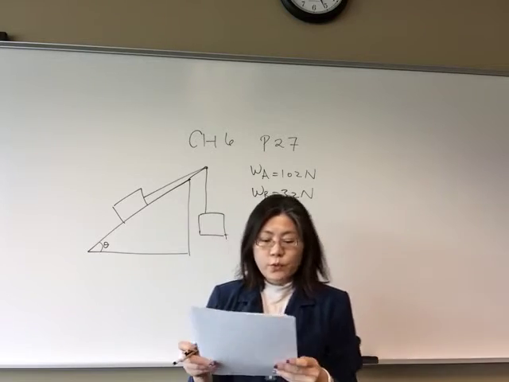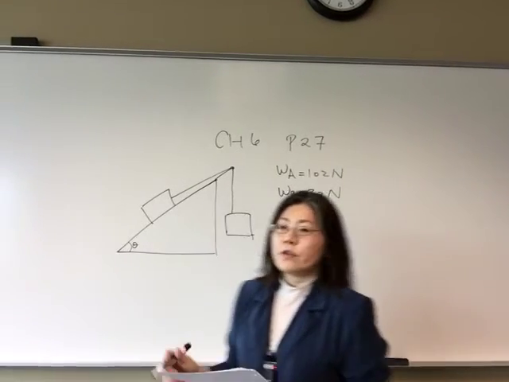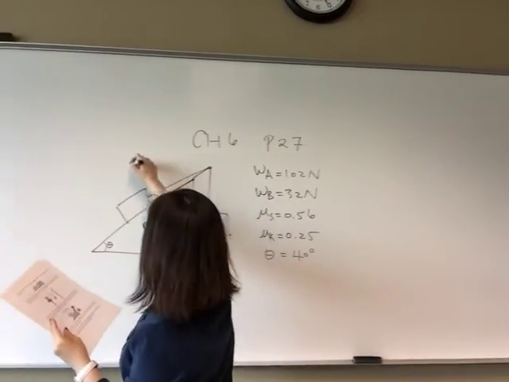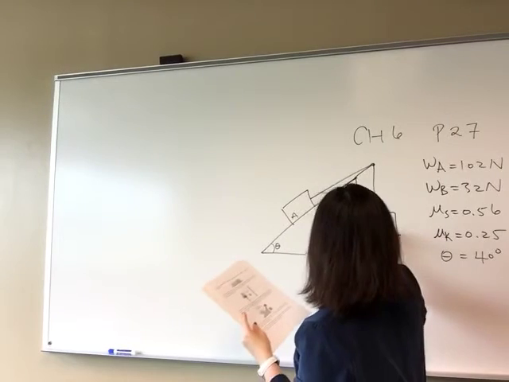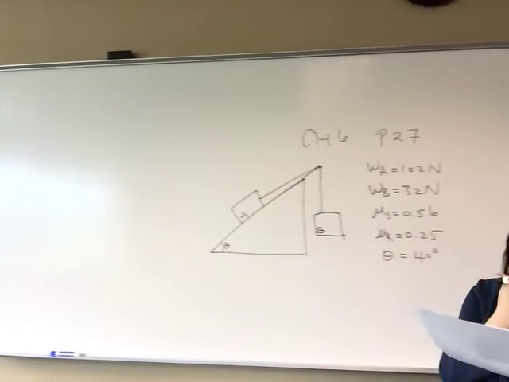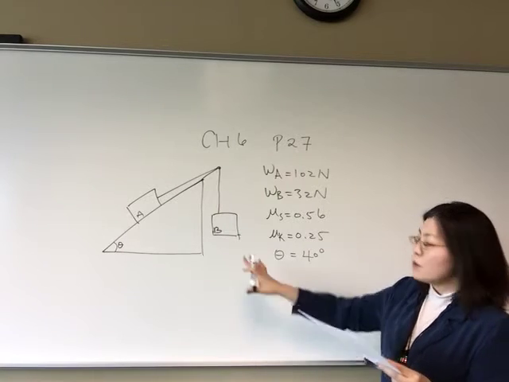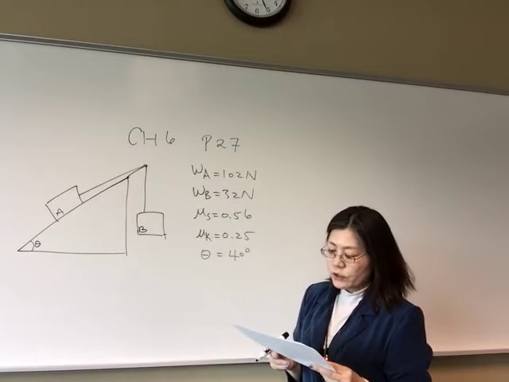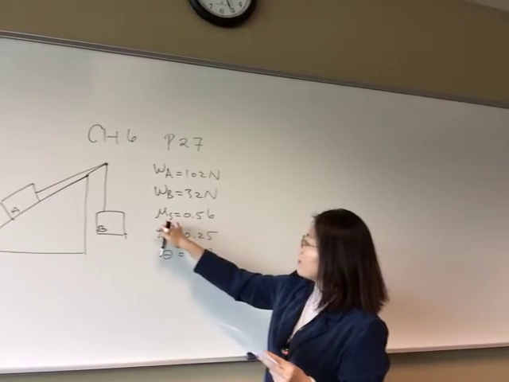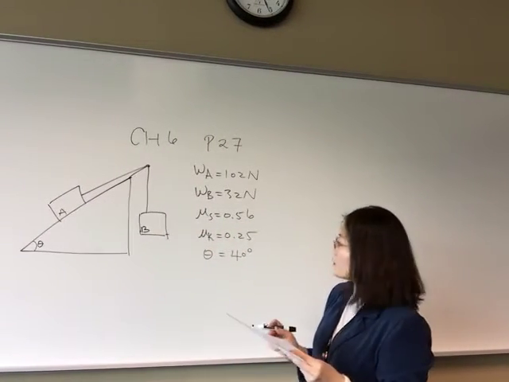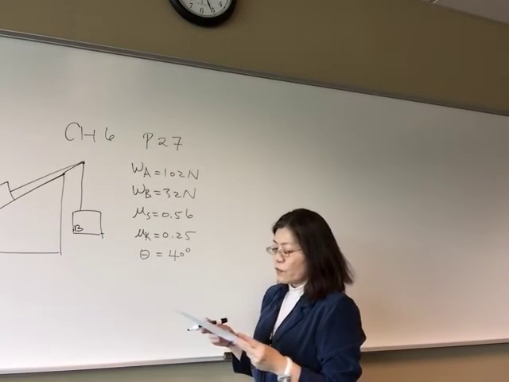All right, so we're going to do problem 27. So this is the diagram for 27. You have object A, so this is the object A. So A and B. And object A has weight that's 102 Newton, and body B weighs 32 Newton. The coefficients of friction are given, so the static friction is 0.56, and the coefficient of the kinetic friction is 0.25, and the angle is 40 degrees.